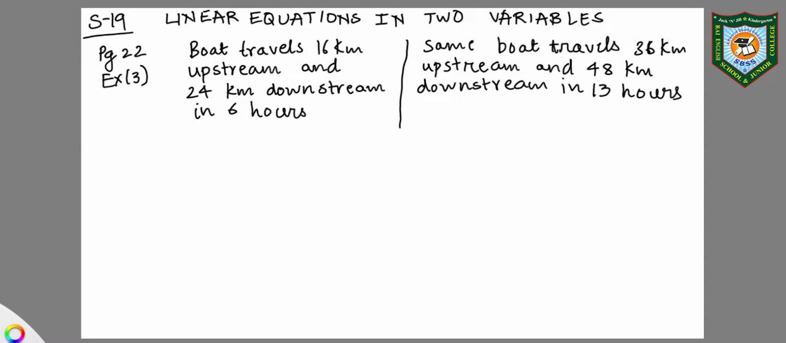We have a boat that travels 16 kilometers upstream and 24 kilometers downstream in 6 hours. And in the second case, we have the same boat traveling 36 kilometers upstream and 48 kilometers downstream in 13 hours. Now, the first two terms that we need to understand are what is upstream and what is downstream.